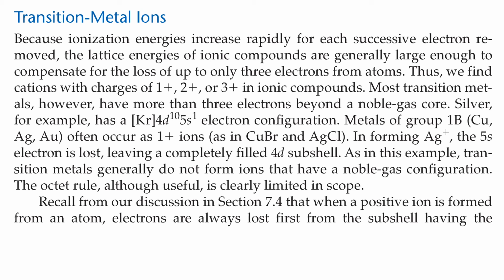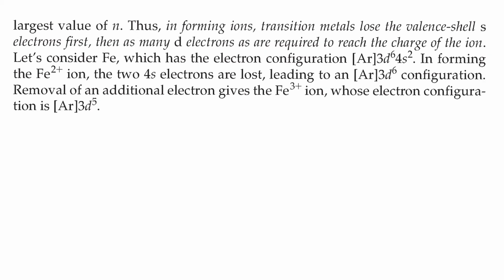Recall from our discussion in section 7.4 that when a positive ion is formed from an atom, electrons are always lost first from the subshell having the largest value of n. Thus, in forming ions, transition metals lose the valence shell s electrons first, then as many d electrons as are required to reach the charge of the ion. Let's consider iron, which has an electron configuration of [Ar]3d6 4s2. In forming the Fe2+ ion, the two 4s electrons are lost, leading to an [Ar]3d6 configuration. Removal of an additional electron gives the Fe3+ ion, whose electron configuration is [Ar]3d5.